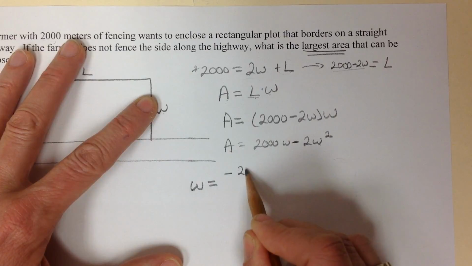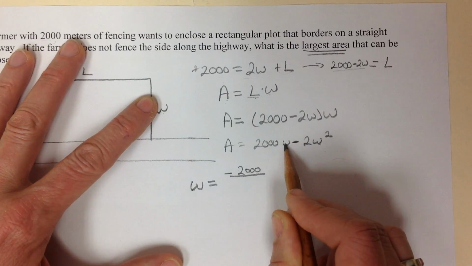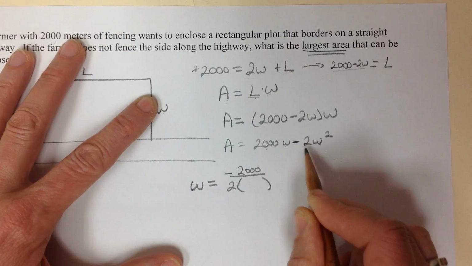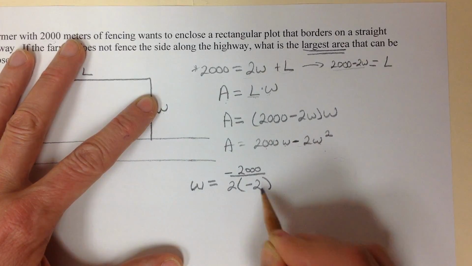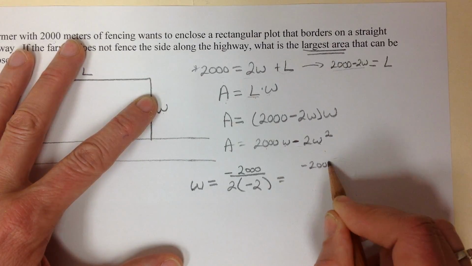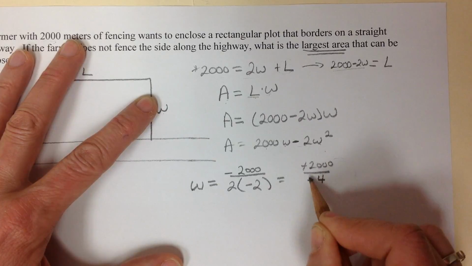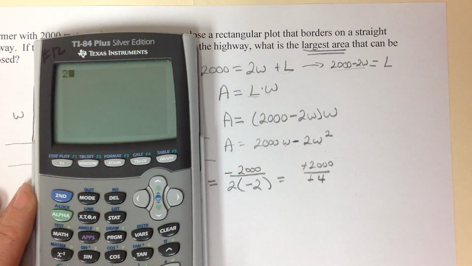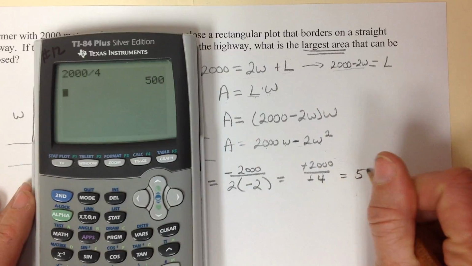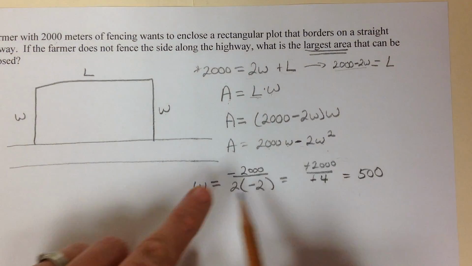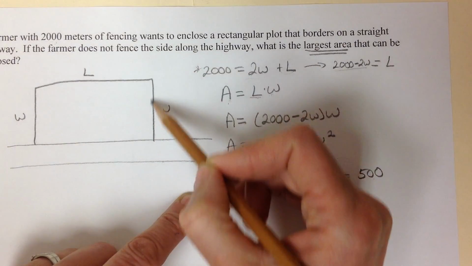Negative b. The b is the number in front of the variable to the 1st power, so 2,000 divided by 2 times a. A is the number in front of the variable squared, so negative 2. That simplifies to be negative 2,000 over negative 4, so certainly the negatives are going to cancel out. And I'm going to put that in the calculator just to make sure I don't make an arithmetic error. This comes out to be 500. But we've got to worry about what that means. 500 is W, which is our width.